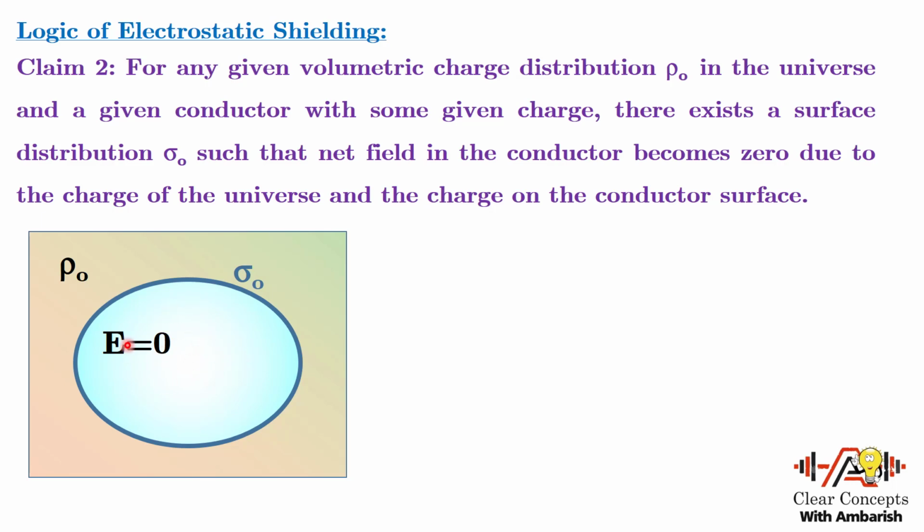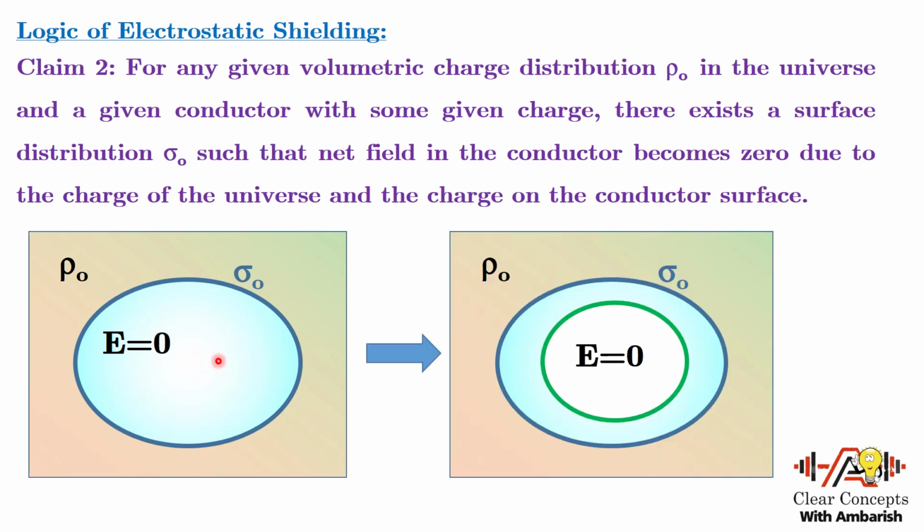Now extend this thought experiment a little further. I can start digging material from inside this conductor. You know that inside this conductor the field was already 0, so what you are digging out is neutral material. So even if you create a cavity inside this, the field in this cavity also will be 0. So I can say that due to the charge distribution in the universe and the surface distribution on the conductor, the field in this region is 0 as well as in this bluish region.